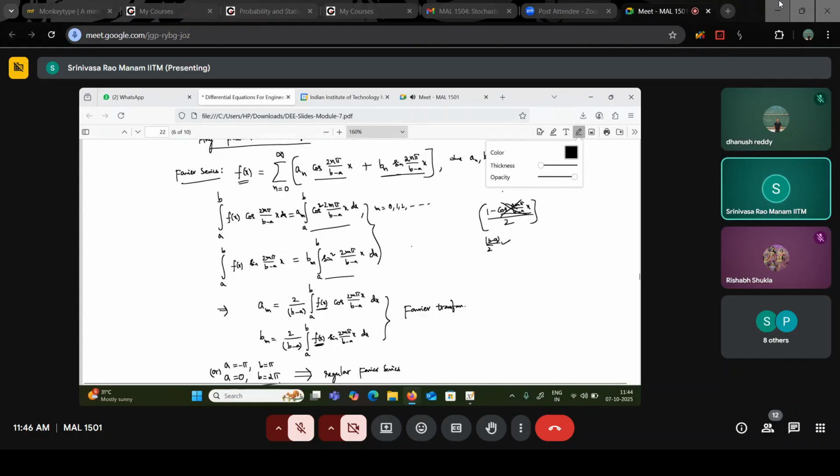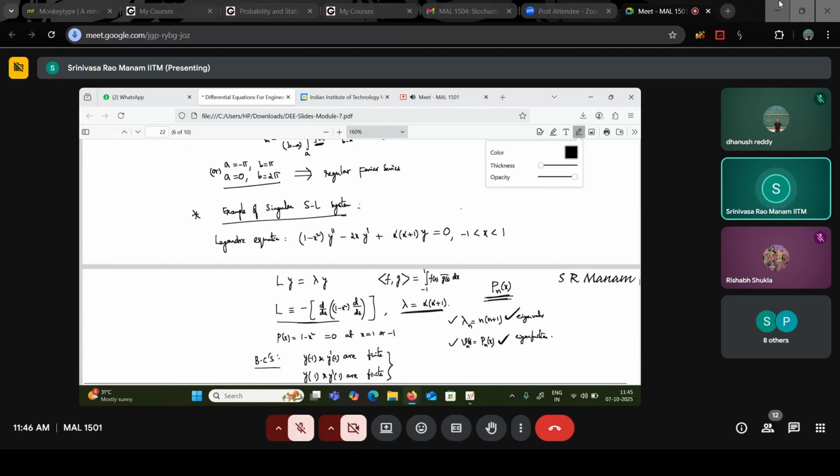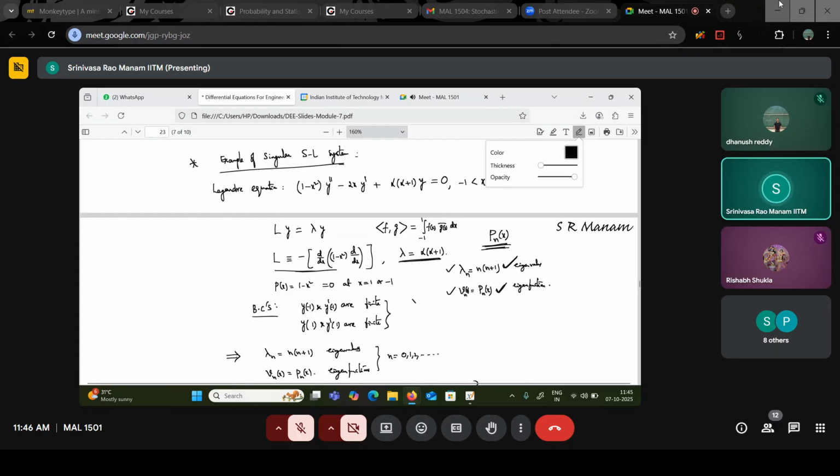Now take b equal to 2 pi and a equal to 0. You see that cos nx and sin nx come naturally, your regular Fourier series. With a equal to minus pi and b equal to pi, or 0 to 2 pi, whatever you do, that is how you get your regular Fourier series. And if you are working with a singular Sturm-Liouville system, for example the Legendre equation, you just look for whether all the boundary conditions are finite.